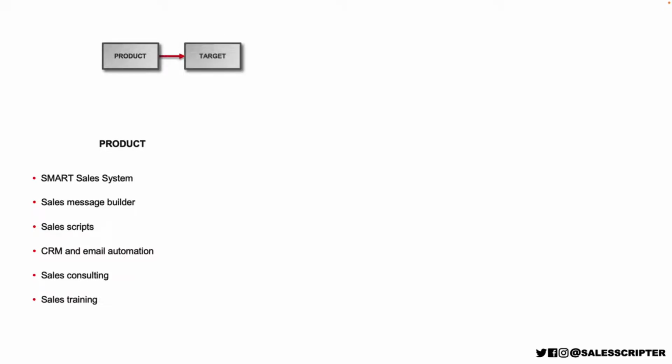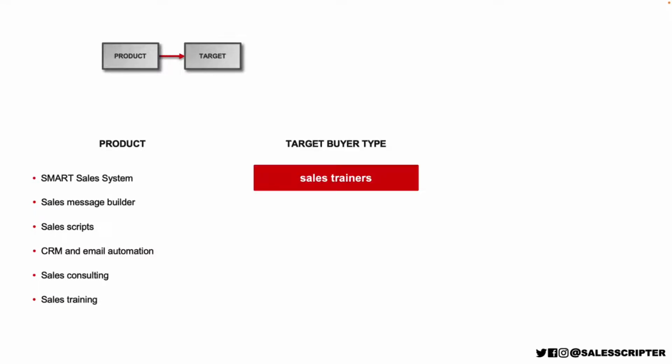The next step is to think about, well, who are we selling to? Who are we cold calling? The target buyer type for this brainstorming process is sales trainers. That's who we're selling to and cold calling. And the next step in the process is to think about, okay, well, when I sell my product to that target buyer type, what are some improvements that I can create on their side?